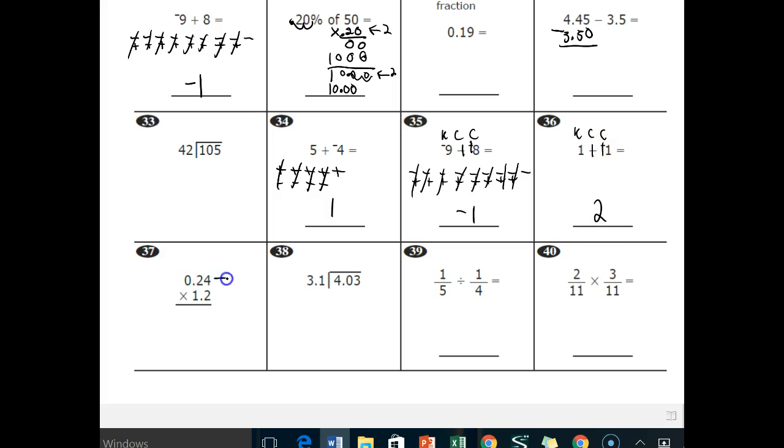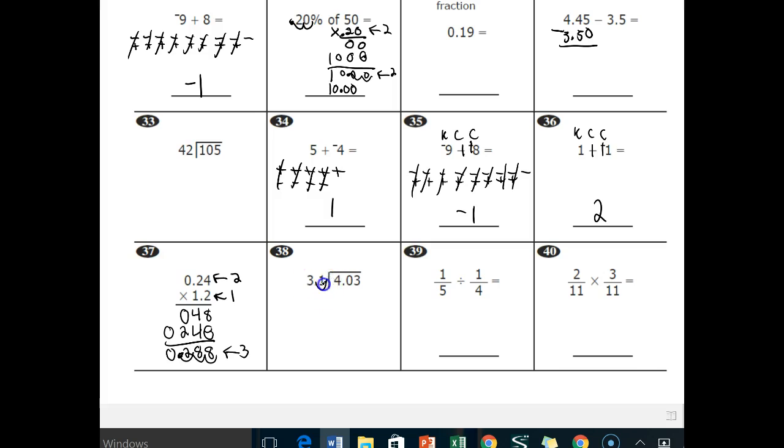37, you have 2 decimals and 1 decimal. So remember, you're going to have to swoop 3 times in the end. So 8, 4, 0, lay your egg, 4, 2, 0, add them up. 8, 8, 2, 0, swoop 3 times. 1, 2, 3. So 0.288 is your answer.